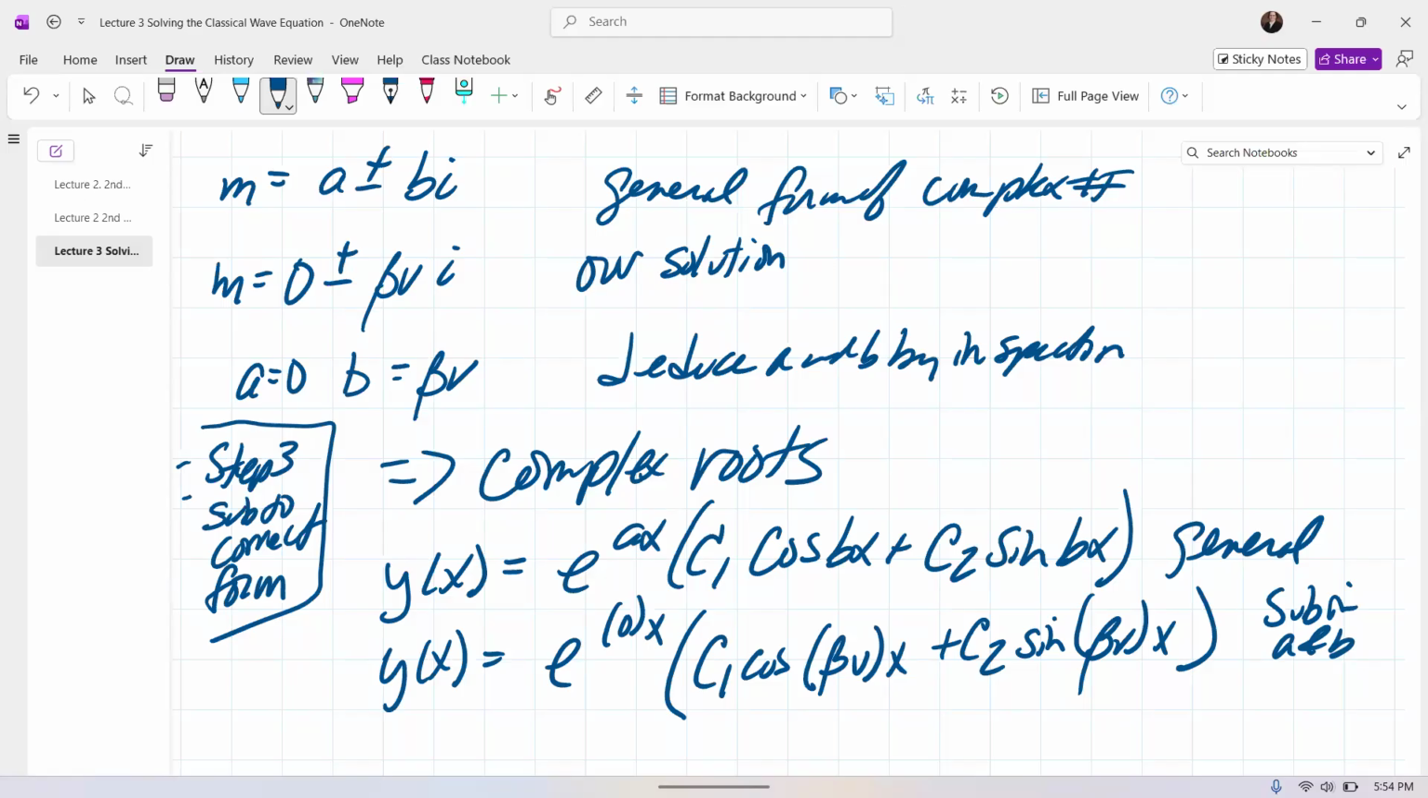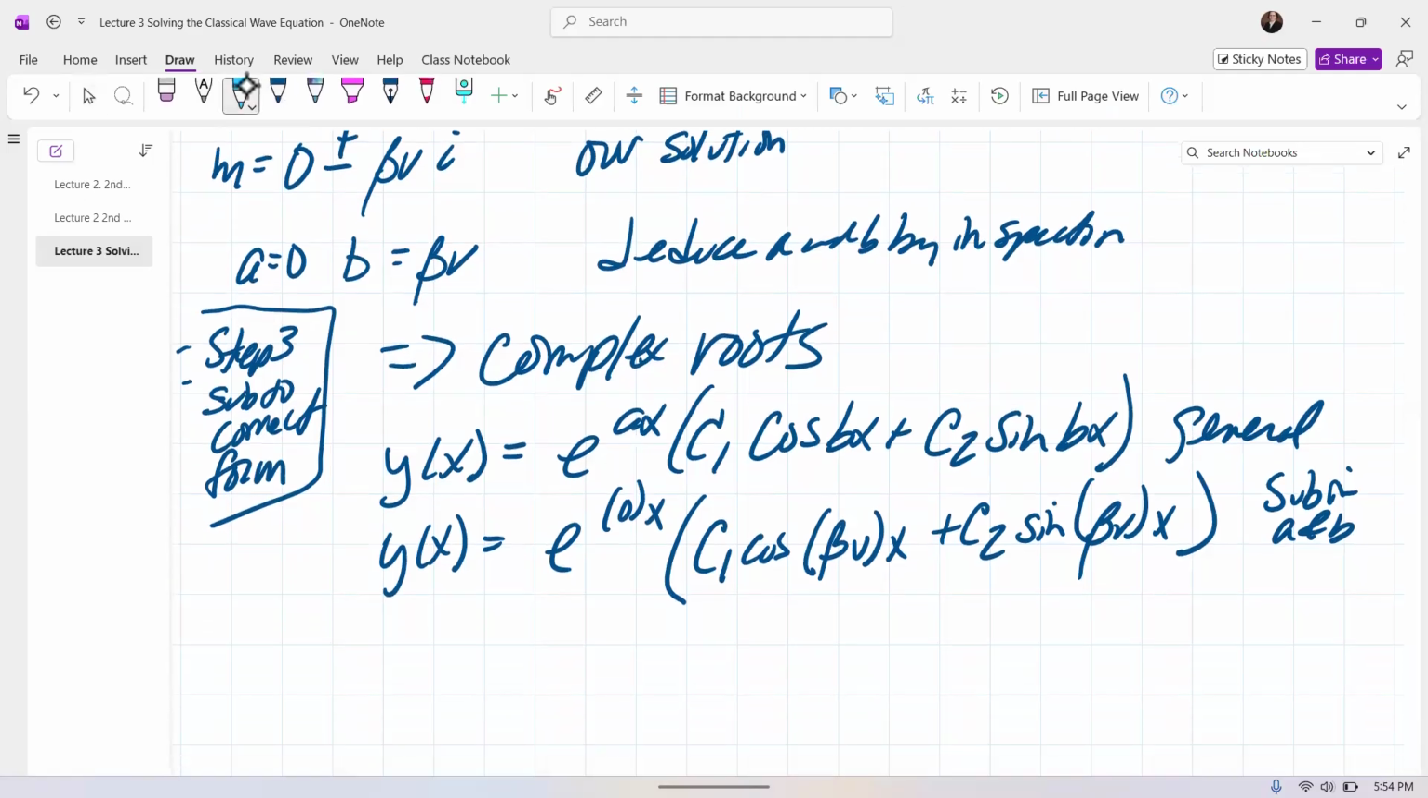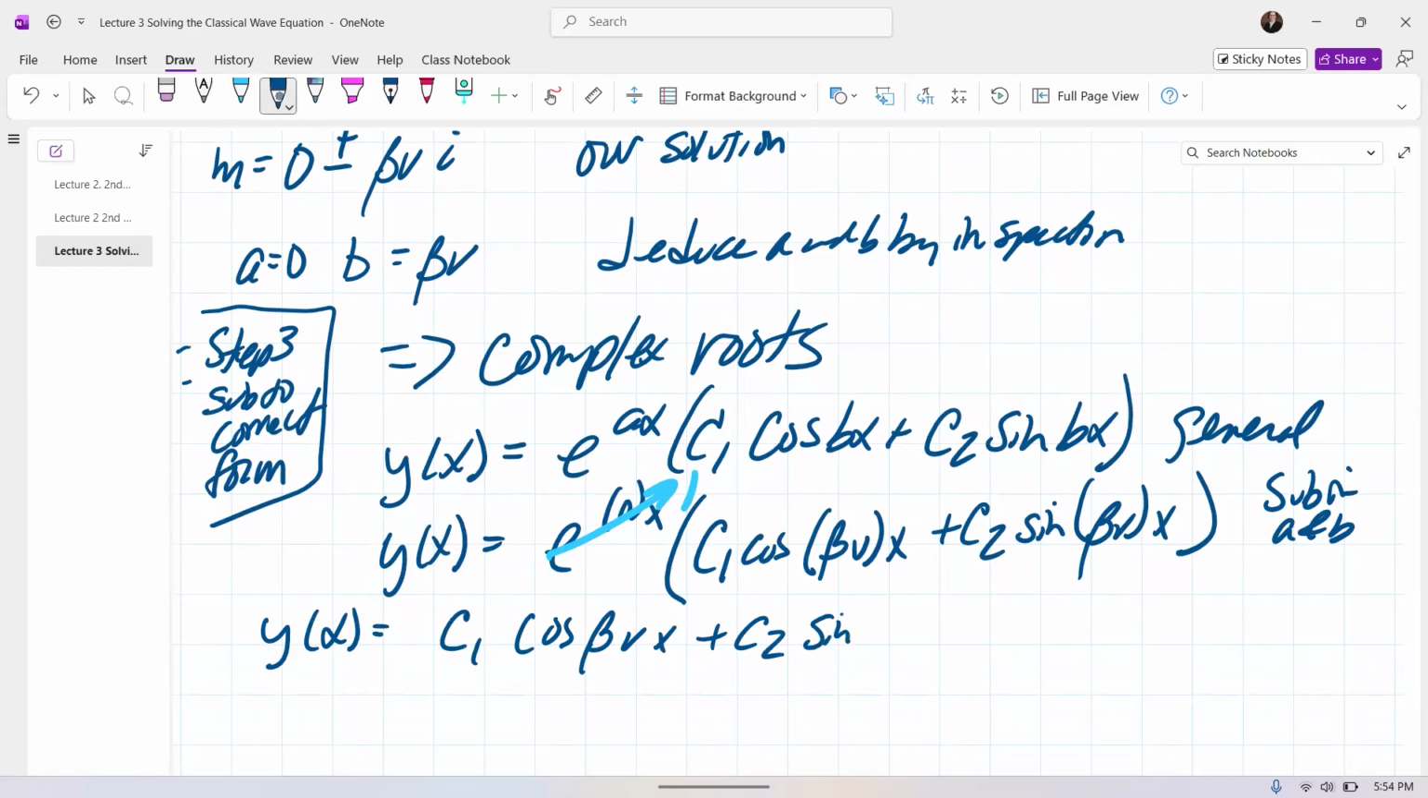Now, let's see if we could simplify anything here. Oh, yes, anything to the 0 power is 1. Is this starting to look a little familiar? c1 cosine beta vx plus c2 sine beta vx. This is simplify. And just to be exact, I suppose these probably should be in parentheses like that.